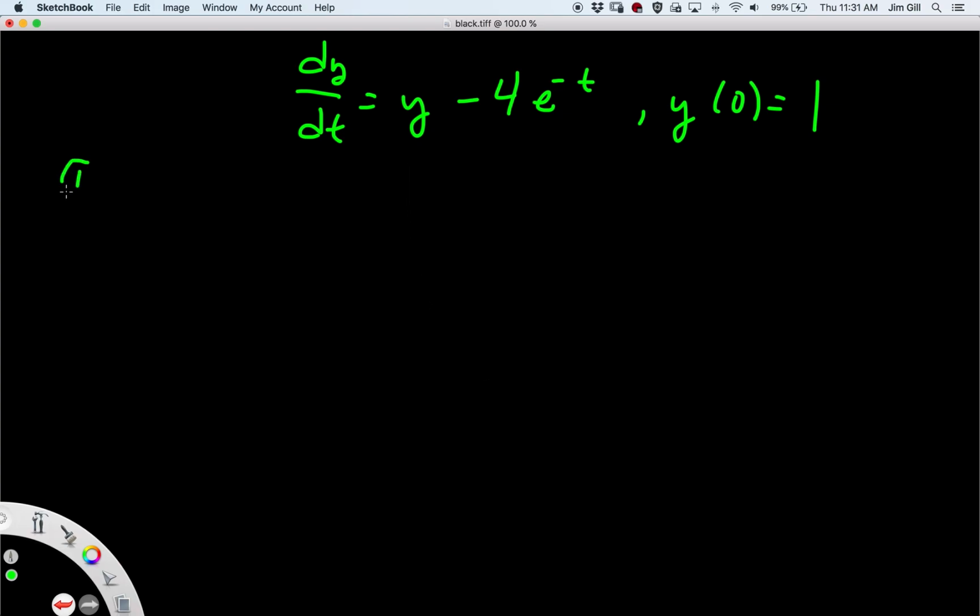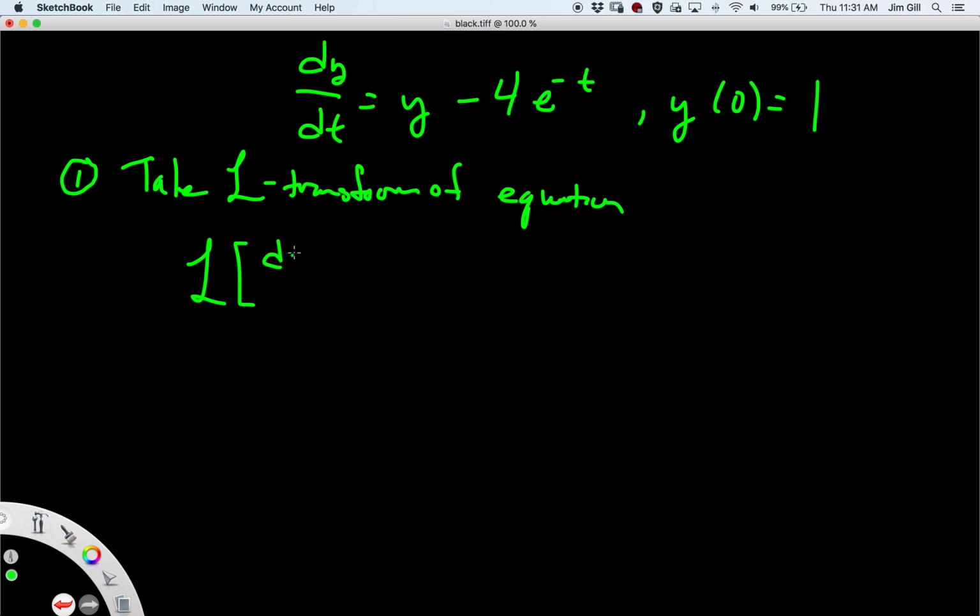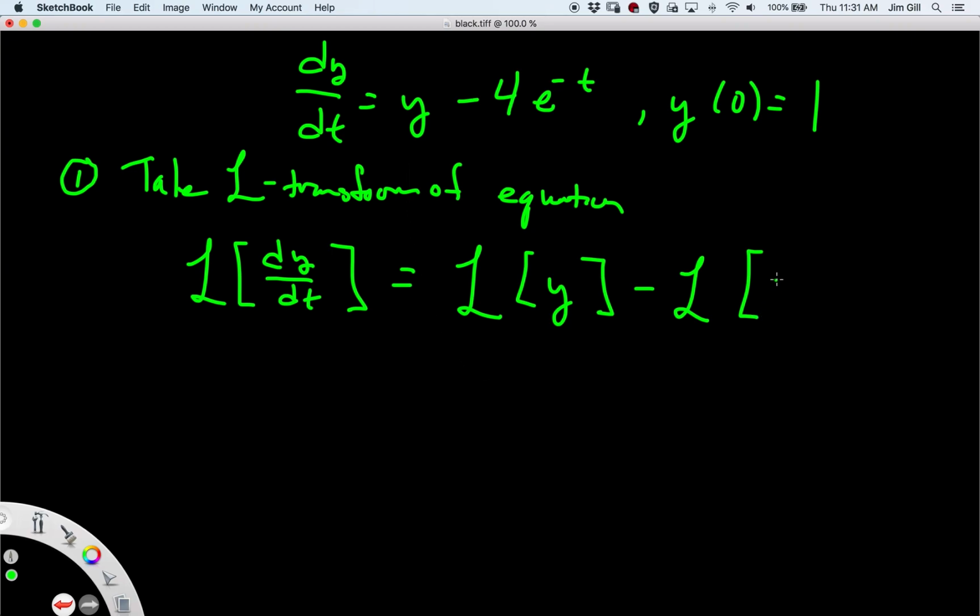So step 1 is going to be take the Laplace transform of the equation. So I'm going to take the Laplace transform of the whole equation. So the left-hand side, I'll have the Laplace transform of dy over dt. The right-hand side, by linearity, is separately the Laplace transform of y minus the Laplace transform of 4e to the negative t.